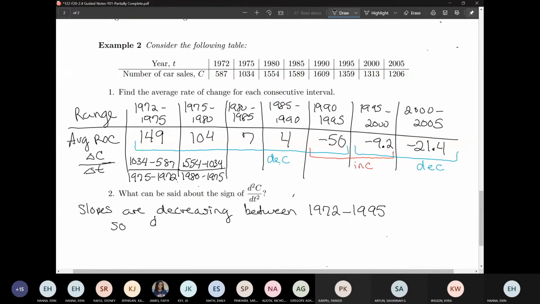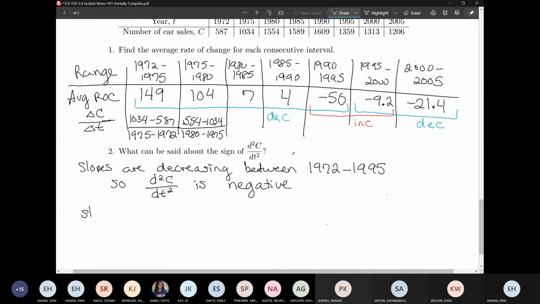So the second derivative, since my slopes are decreasing, would it be positive or negative? What do you think? Negative. If your slopes are decreasing, the second derivative is negative. So we would say that in that interval, with a little bit of the wishy-washiness at the end, the second derivative would be negative. Now I could also then say slopes are increasing.